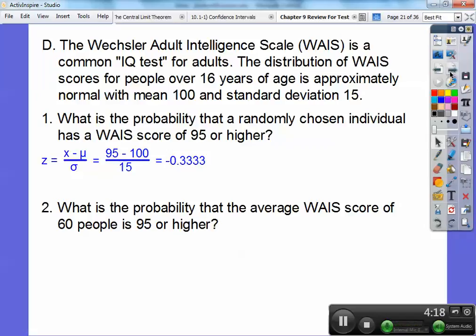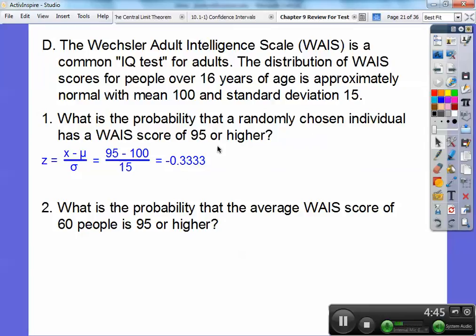Okay, so we're going to use our z-score, x minus the mean divided by the standard deviation. Now I use the population standard deviation because this is an individual. It's only divided by the square root of 1. So the square root of 1 is just 1, so I just use my population standard deviation if it's a single person. So this is my x that I'm looking for, 95 minus the mean divided by the standard deviation, and I get negative 0.33333.